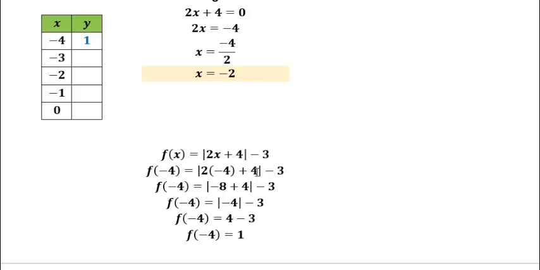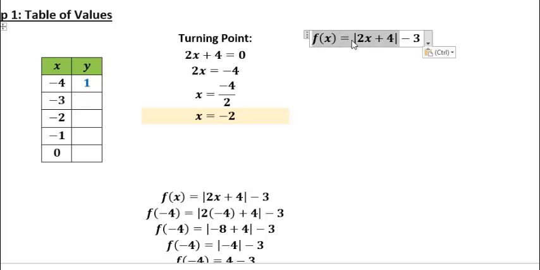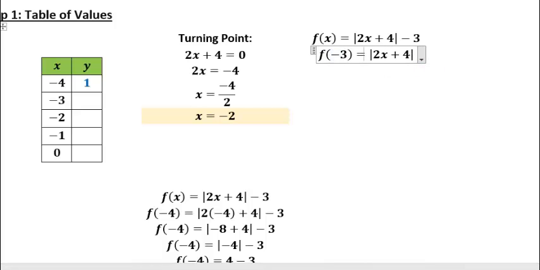Okay. So I'm going to repeat the same process again, but now with the next number, which is -3. So instead of x, I'm going to put -3. And in here it will be 2 times -3 plus 4 minus 3. Okay.